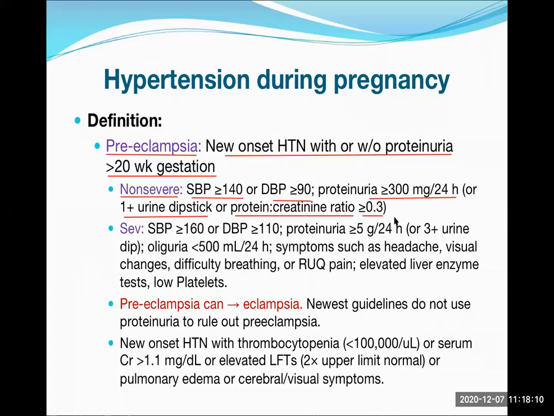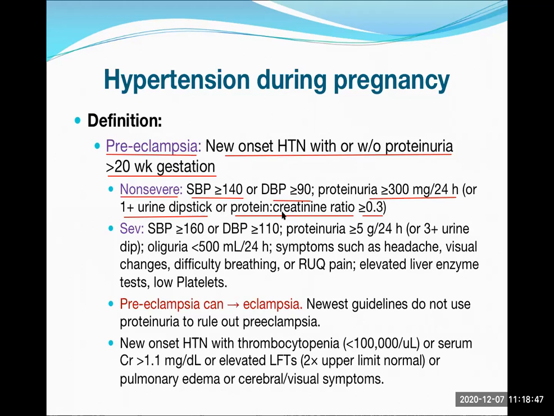So when they do the protein assessment or estimation, it is more than 300 milligram in 24 hours for the criteria to fulfill. Or another way these days is even easier. This is called dipstick urine test. They are already preformed strips. They just soak that strip in the sample of urine, and it changes into different colors according to the amount of protein present there. So 1 plus urine dipstick is enough for the criteria of non-severe preeclampsia.